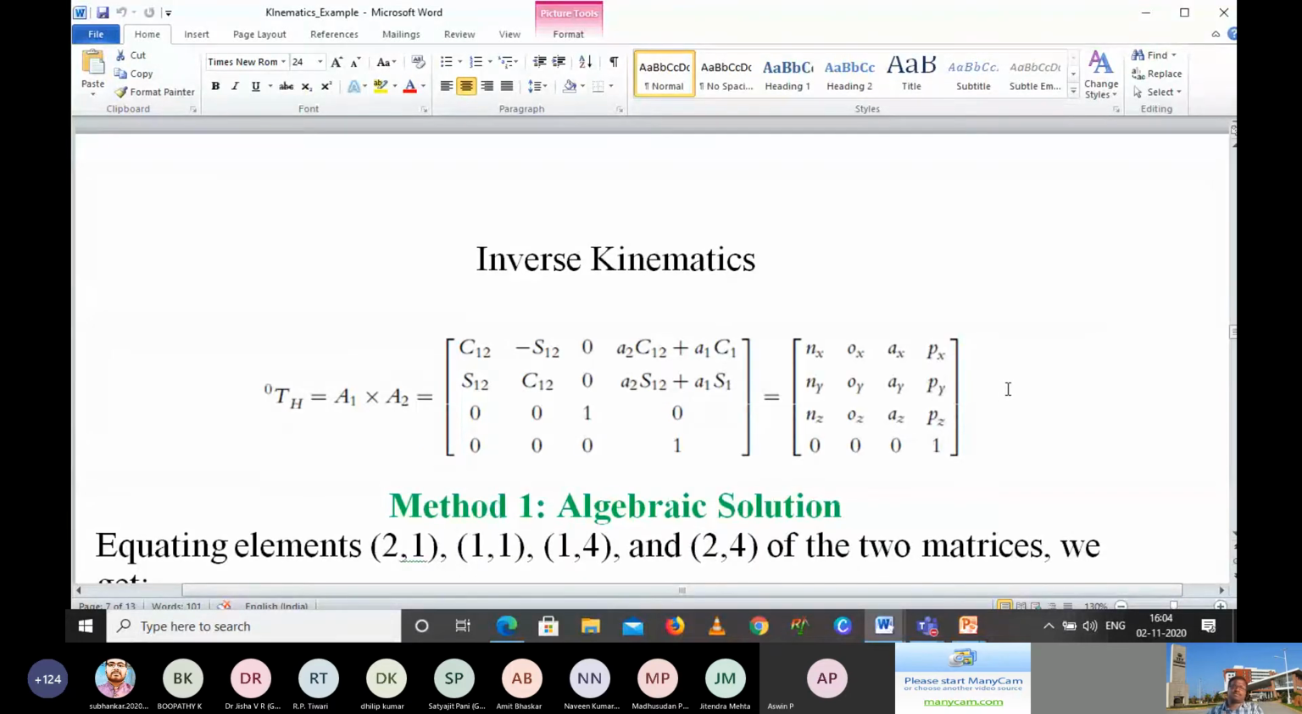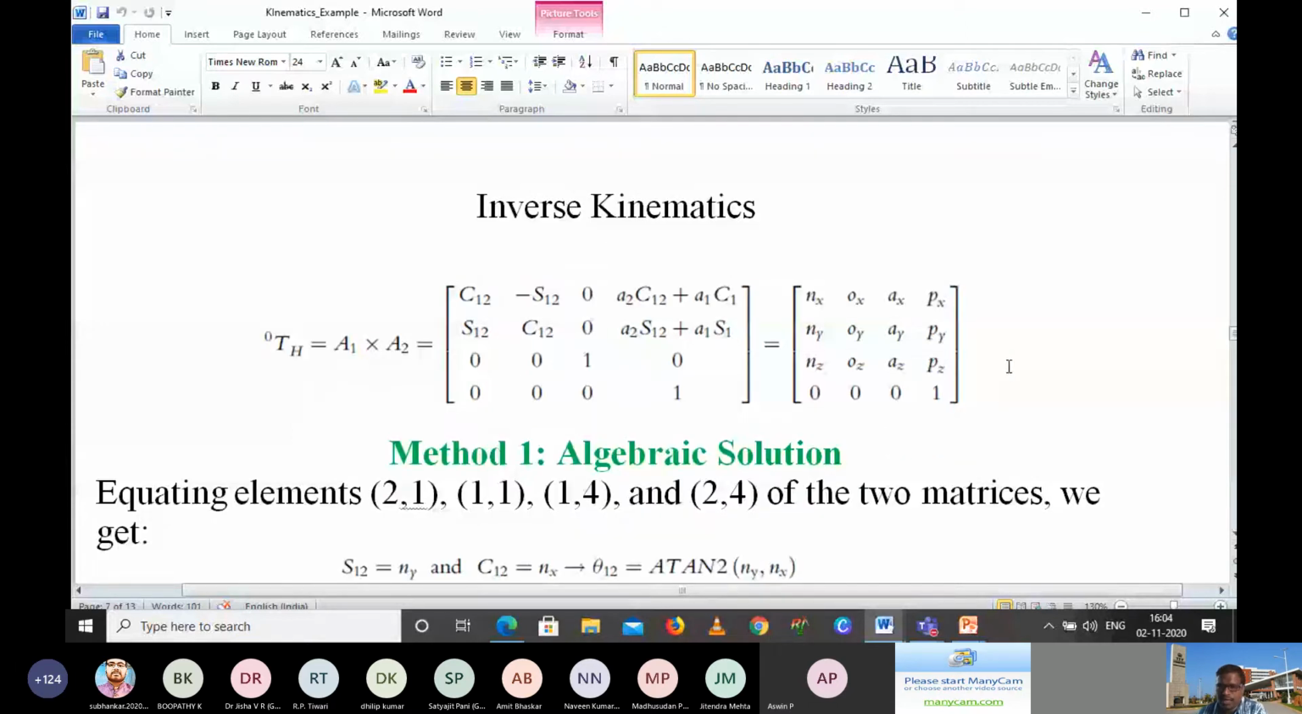Once forward kinematics is over, how do we calculate inverse kinematics? The forward kinematic matrix will give you the end effector position. Now I want to know the theta 1, theta 2, theta 3, theta 4, theta 5, theta 6 values based on the end effector position of x, y, z. So what do we have to do? There are two basic methods. I will tell you that.